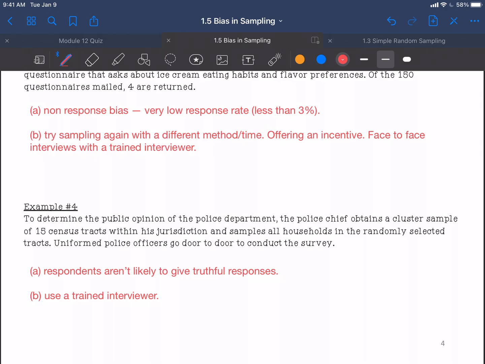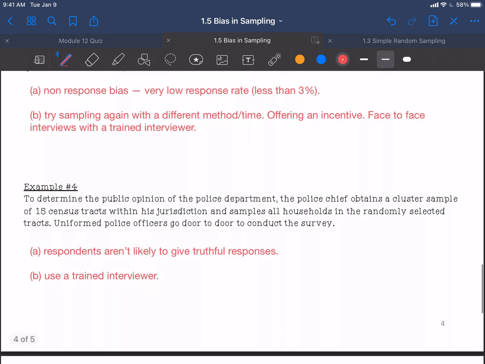So a way to fix that is to use a trained interviewer. So if you have a trained interviewer go and ask the questions, it's someone who's a third party. They're not part of the police department trying to find something out about the police department. And people might not be intimidated to answer the question in a certain way. So I guess I should add to that.